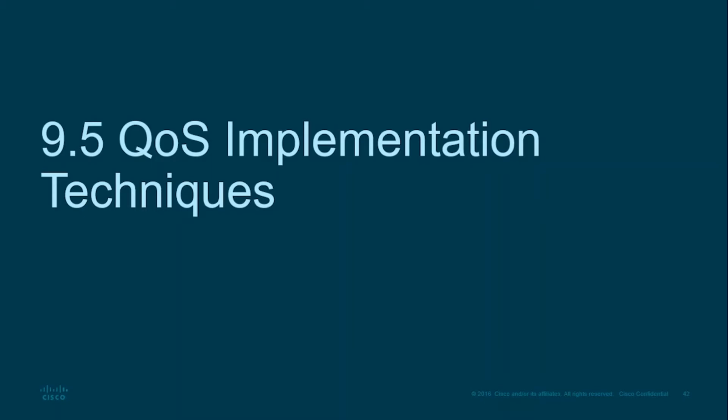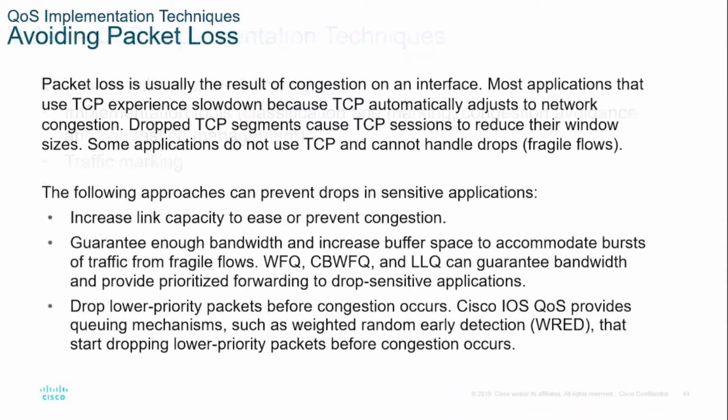Let's start with packet loss. Packet loss is usually the result of congestion on an interface. Most applications that use TCP experience a slowdown because TCP automatically adjusts to network congestion. Dropped TCP segments cause TCP sessions to reduce their window sizes. Some applications do not use TCP and cannot handle drops or are fragile flows.